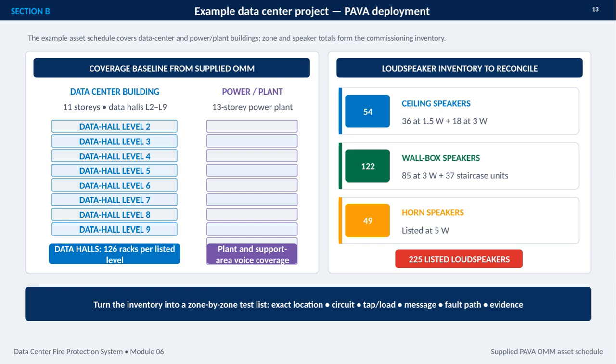The next step is to turn the inventory into a zone-by-zone test list. For every speaker or circuit, the commissioning record should capture the exact location, circuit reference, tap or load setting, message tested, fault path, and supporting evidence. That structure connects the physical asset schedule to a traceable, auditable PAVA deployment.